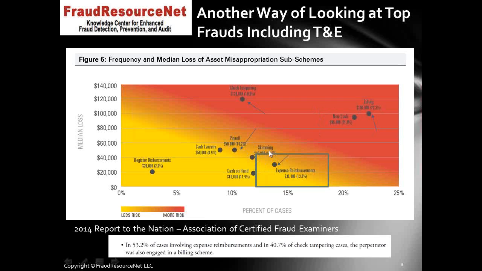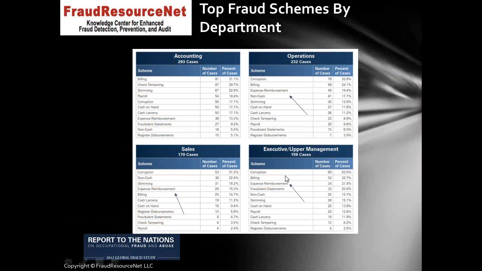I don't know if check tampering or any of these other things fit into EPCard land, but notice how a couple of the large areas that we would be looking for are right here on the chart. And what I find interesting, and I don't think this is from 2014, it might be from the 2006 survey, is that in 53% of cases where there were expense reimbursements, 40.7% had check tampering as well, or the perpetrator was engaged in a billing scheme. So the fact that these two go together is clearly presented in the study, and I think it's also a bellwether. If you have somebody who's playing games on expense reimbursements, what else are they doing? Is it the tip of the iceberg? Is it a way of realizing or profiling?